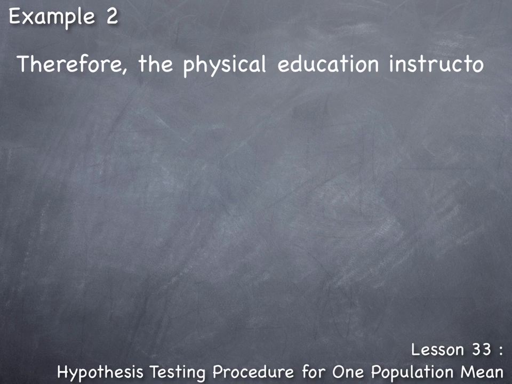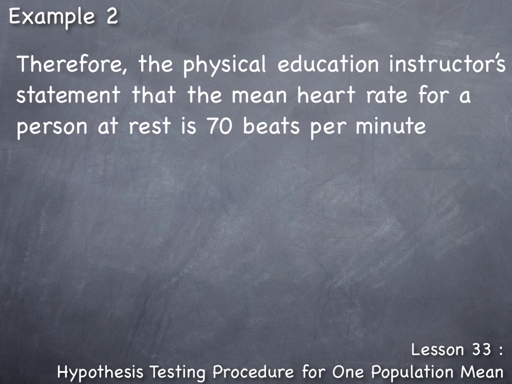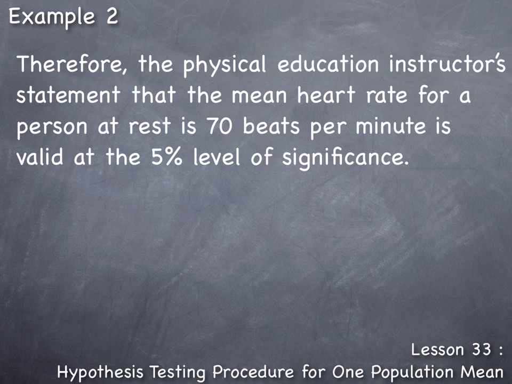Therefore, the physical education instructor's statement that the mean heart rate for a person at rest is 70 beats per minute is valid at the 5% level of significance. Notice saying that this statement is valid is different from saying this statement is true. Since we didn't do a census and calculate the mean heart rate for the entire population, we don't really know with 100% accuracy if it's true or not. But according to the sample results we do have, it was consistent with the idea that mu equals 70, thus making the physical education instructor's statement a valid one.